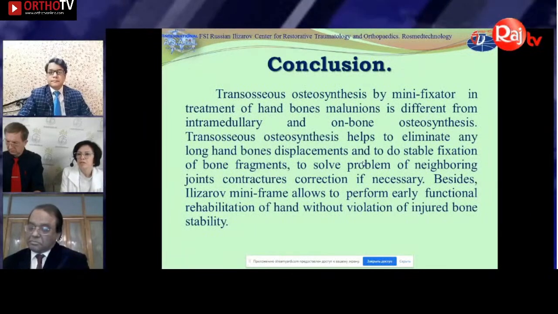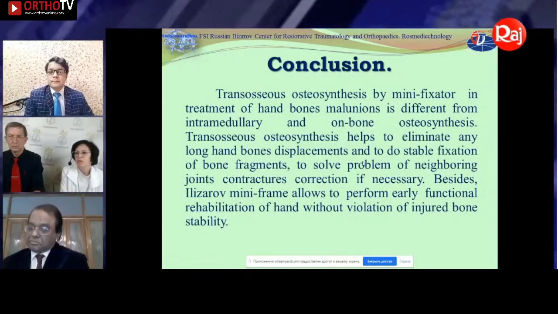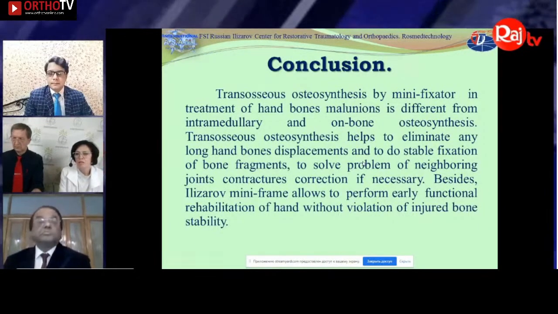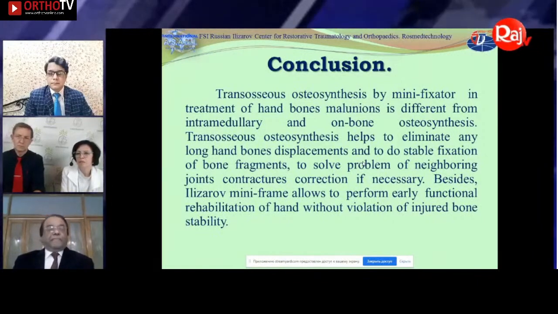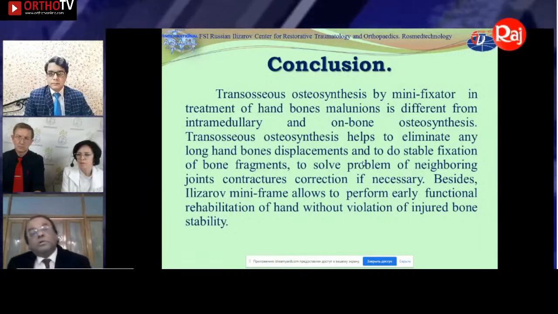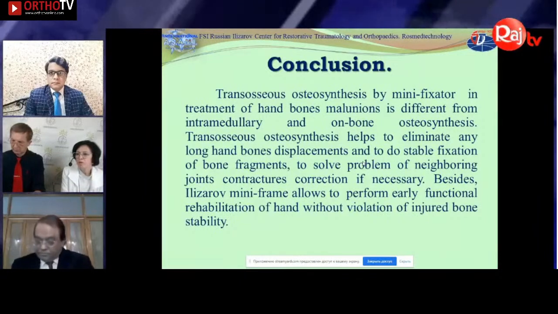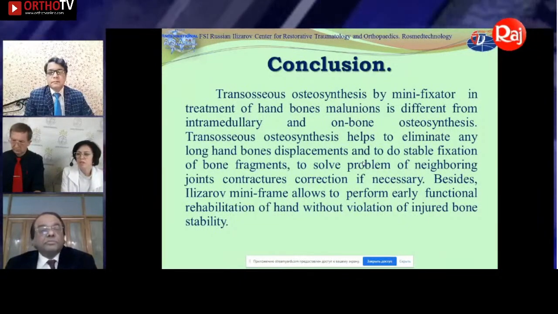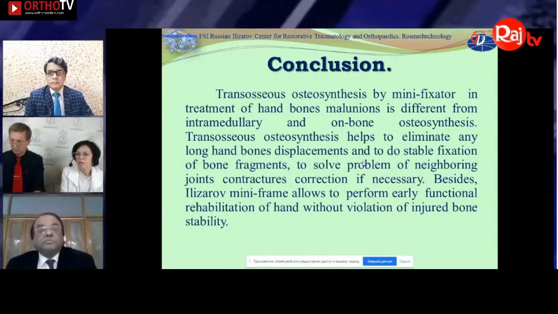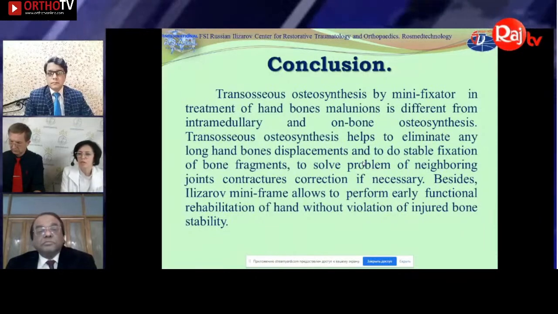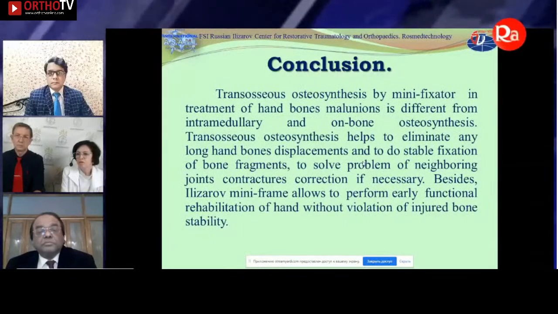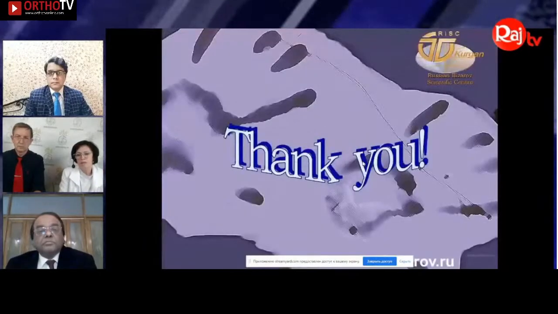Conclusion: transosseous osteosynthesis by mini fixator in treatment of the hand-bone malunions is different from intramedullary and on-bone osteosynthesis. Transosseous osteosynthesis helps to eliminate any long hand bones displacement and to do stable fixation of bone fragments. To solve problem of near-joint contracture, correction if necessary. Besides, the Ilizarov mini frame allows to perform early functional rehabilitation for hand without violation of injured bone stability.